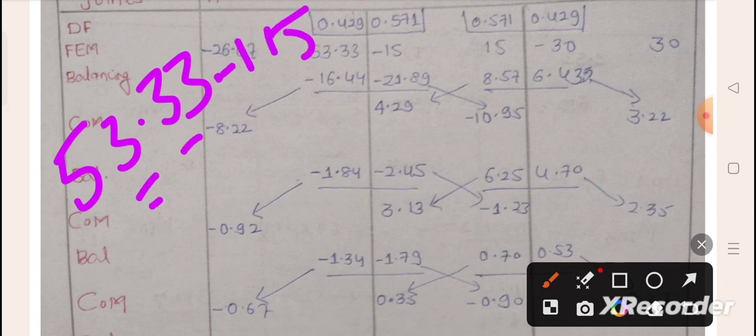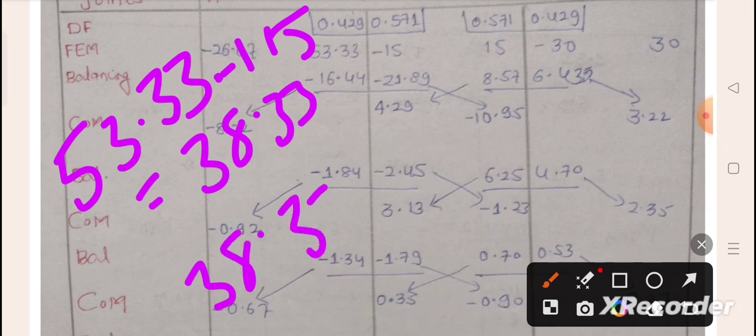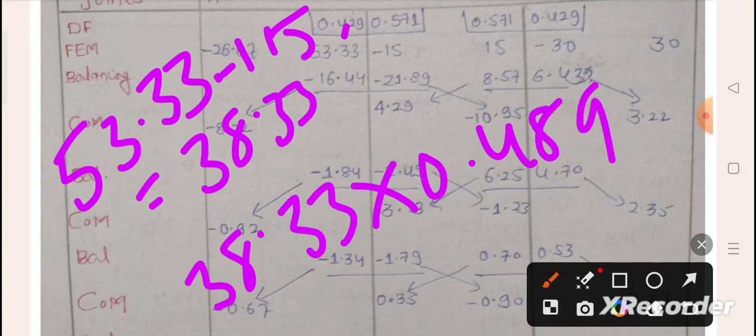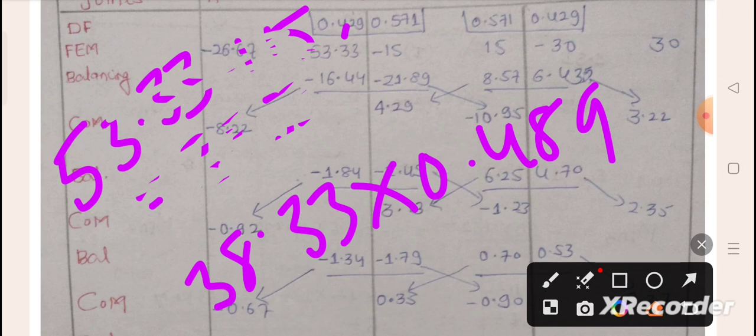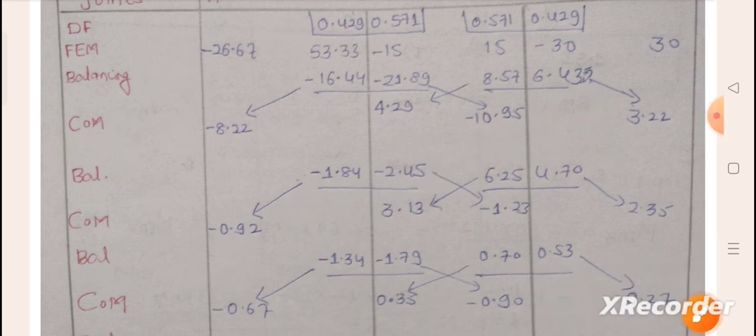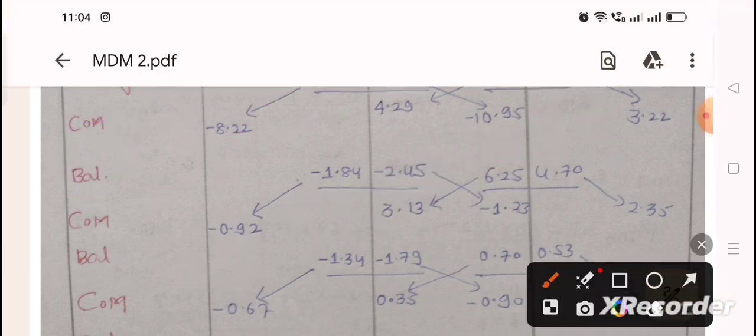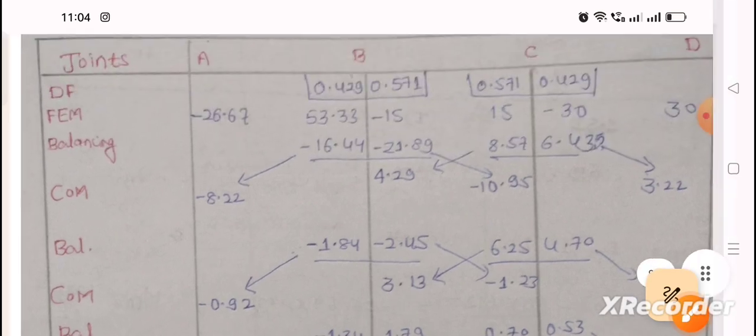Minus 15 value will be equal to 38.33. So after this, 38.33 should be multiplied with this distribution factor, that is 0.429. If you multiply 38.33 into 0.429, you will get 16.44. That's how we are going to do for this one.